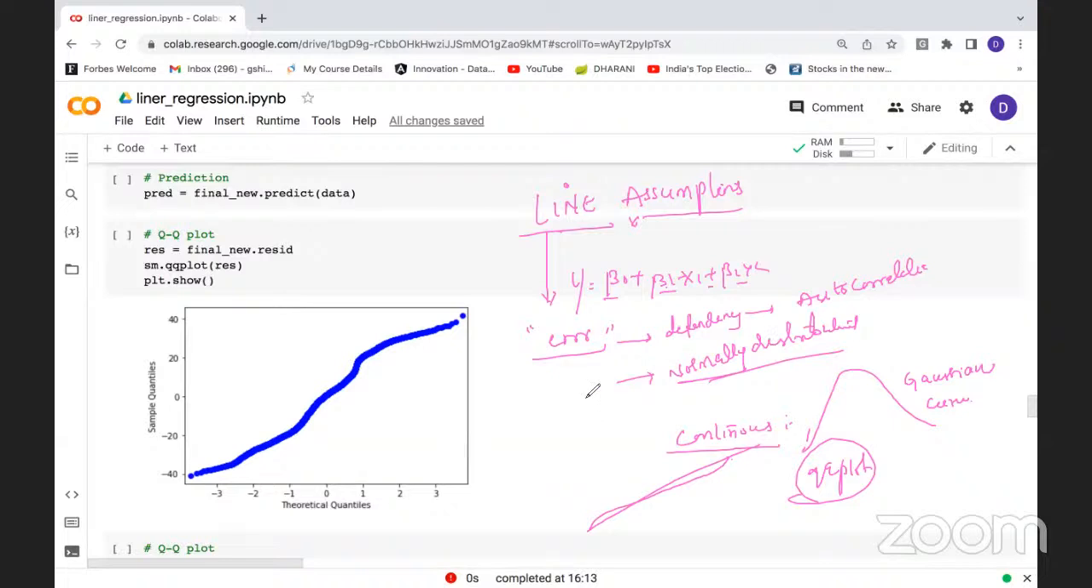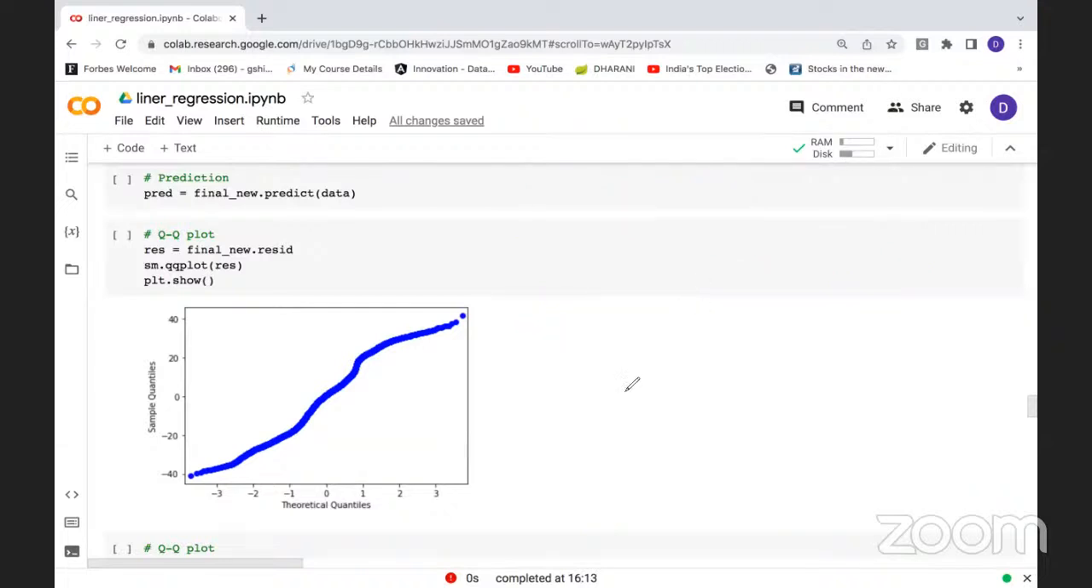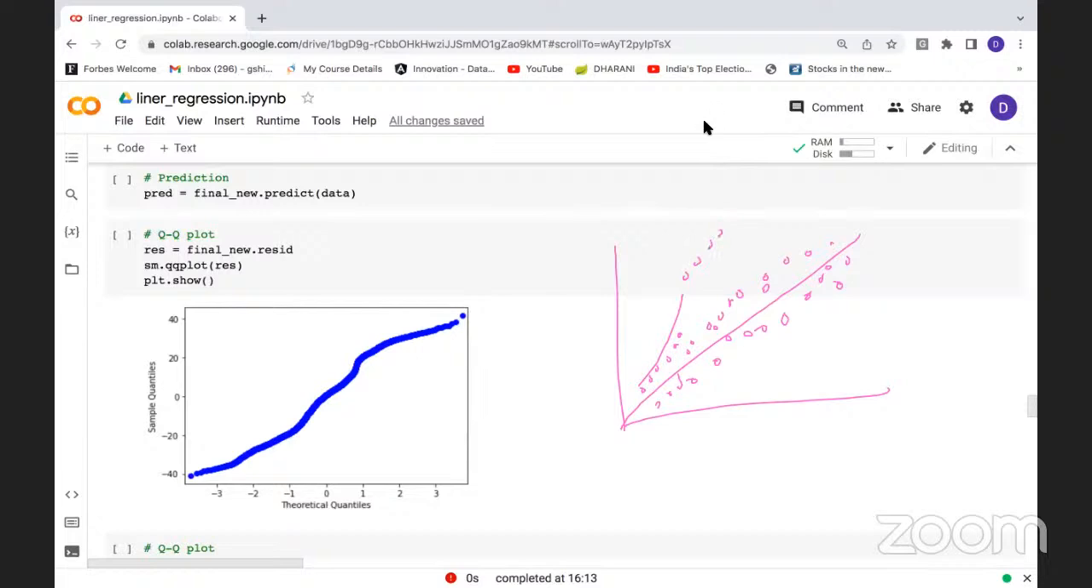The other way around here is that your errors should be in line like this. So when you check, you get a straight line like this and you have a scatter like this. If the scatter is like this, it has widened and looks like a V. So what will happen?